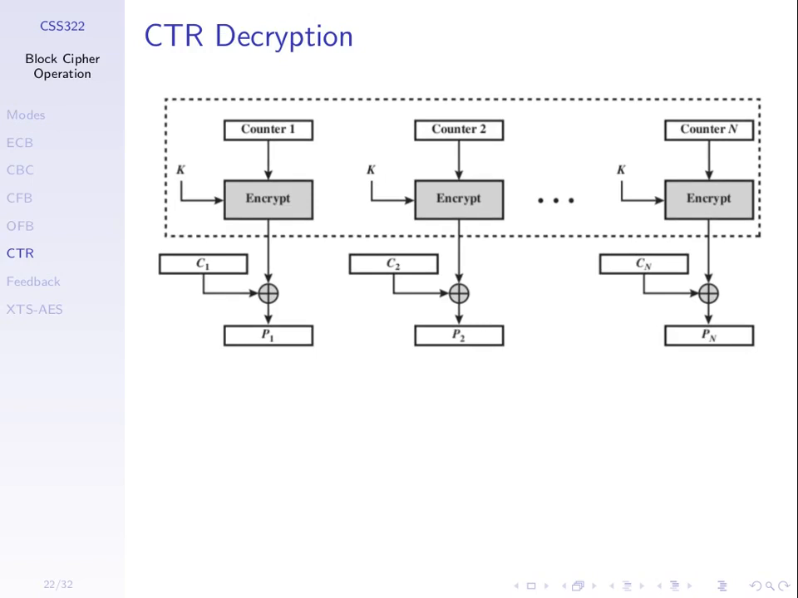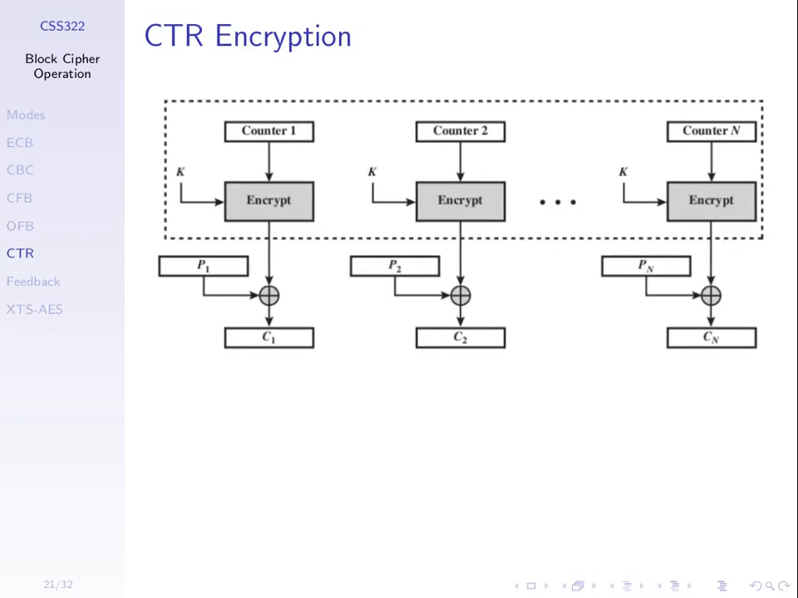Decryption: take the same counter, encrypt, and XOR with C1. Again, this is using that property of XOR, and we'll get the original plaintext. So this is another advantage, that encryption and decryption are the same operations. And in fact, we don't use the decryption mode of our block cipher.